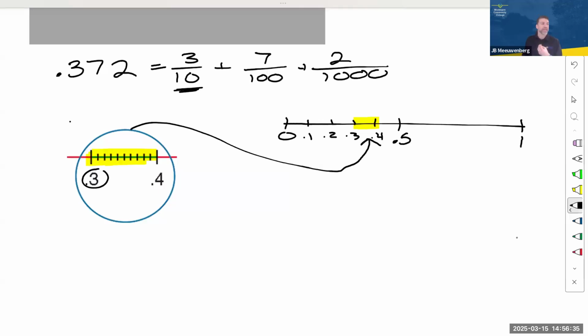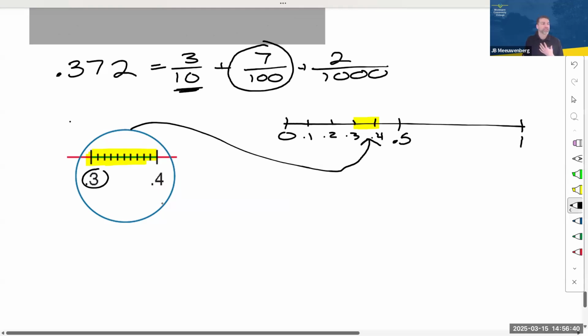So the next thing we can do is examine the 7/100ths. Just like I showed you on that GeoGebra sliding scale, once we get in between 0.3 and 0.4, each one of these little indicators, 1, 2, 3, 4, 5, 6, 7, 8, 9, and 10, are going to be the hundredths places. So those we would be marking as 0.31, 0.32, etc. And so each one of those is going to be the hundredths place.